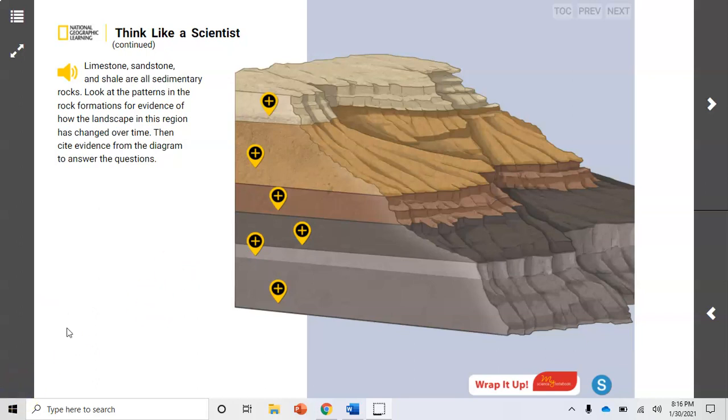And finally, when observing the layers of the rock and the fossils that can be found in them, it was discovered that this area of land used to be covered by a sea. So those are really interesting facts about the Grand Canyon.